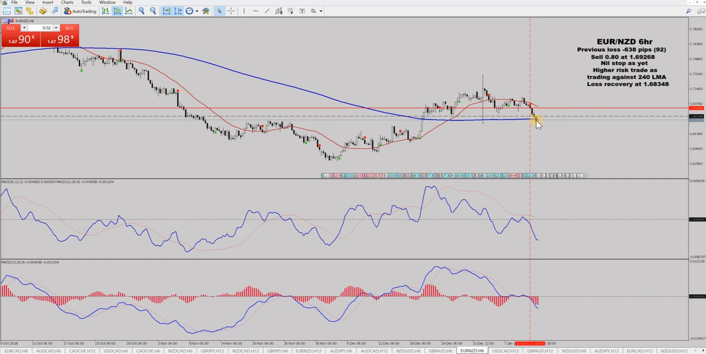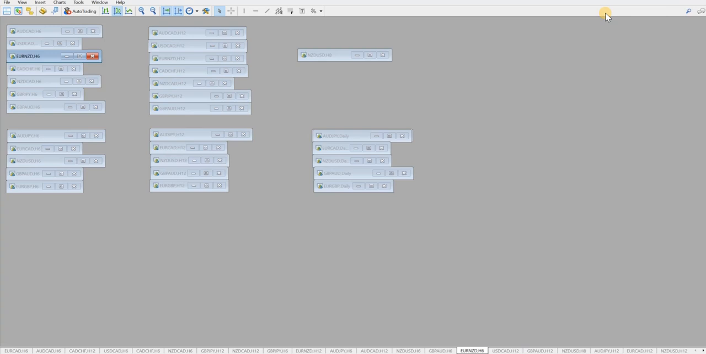So by me closing that out, price is right on the 240 LMA also. So good time to take some profit. It's recovered all those previous losses. So now we're just back to a normal standard lot trade. So it's good. Oh, well, a 0.1, a base lot as I call it. So that's a Euro New Zealand 6 hour.